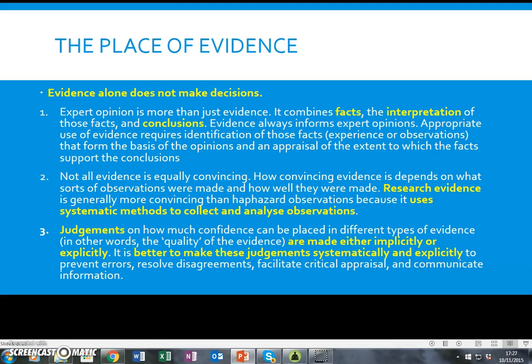These judgments are always made, but they can be made either implicitly or explicitly. And evidence-based public health and management involves making judgments systematically and explicitly. And this has a number of benefits. It can help to prevent errors being made. It can help to resolve areas of disagreement. It makes it easier to see the basis underlying a judgment, so facilitating critical appraisal. And it makes it easier to communicate information to stakeholders.